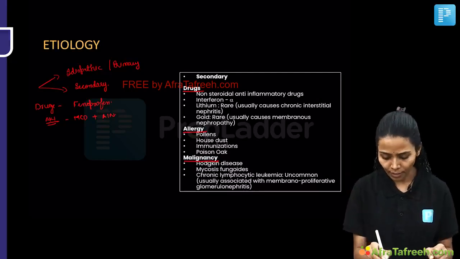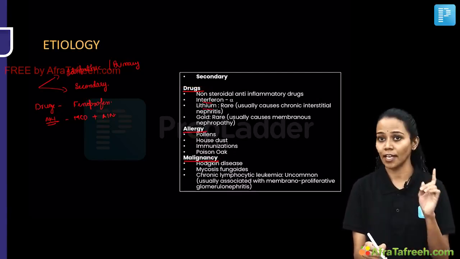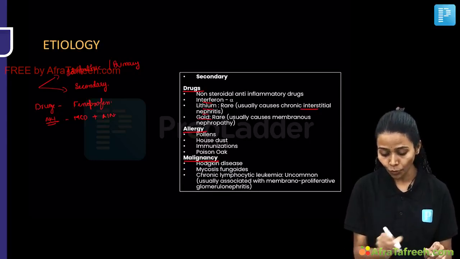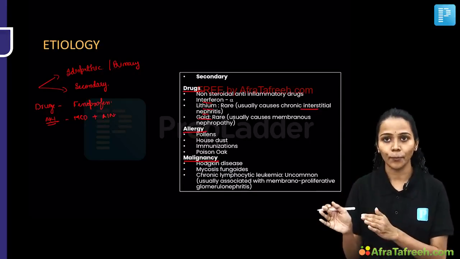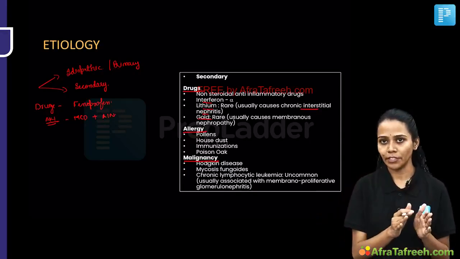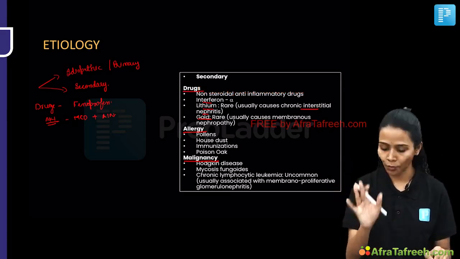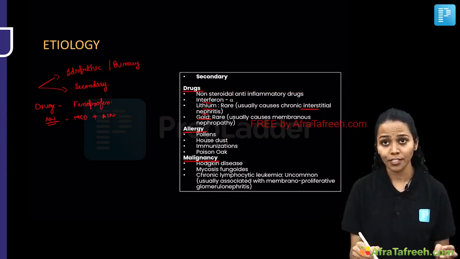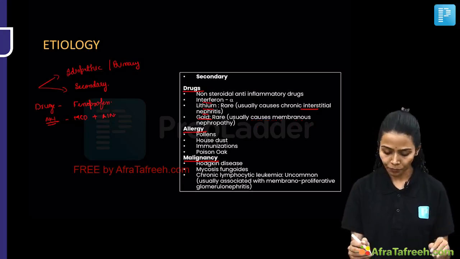The other drugs are interferon alpha and lithium. Lithium, we should know, more commonly causes chronic interstitial nephritis, which I have described in the chapter on chronic interstitial nephritis. The other one is gold, which is rare. It causes membranous nephropathy more commonly and minimal change disease less commonly. So NSAIDs and fenoprofen are a very important thing to remember. Apart from this, allergies to pollens, house dust, any immunization or poison oak.